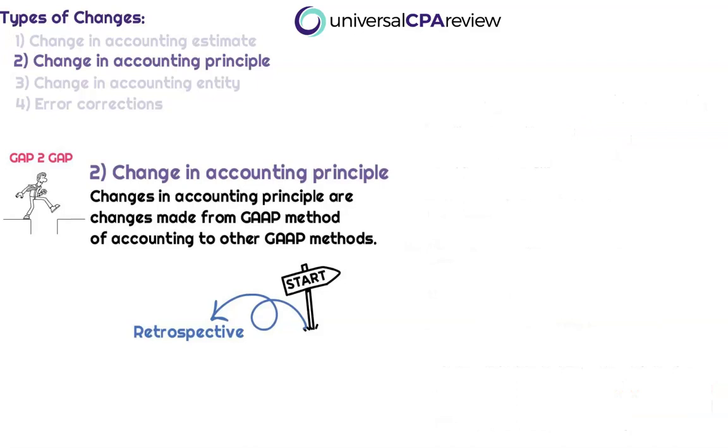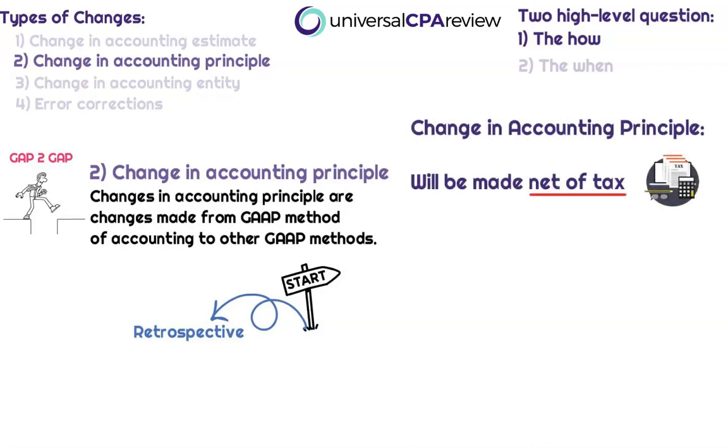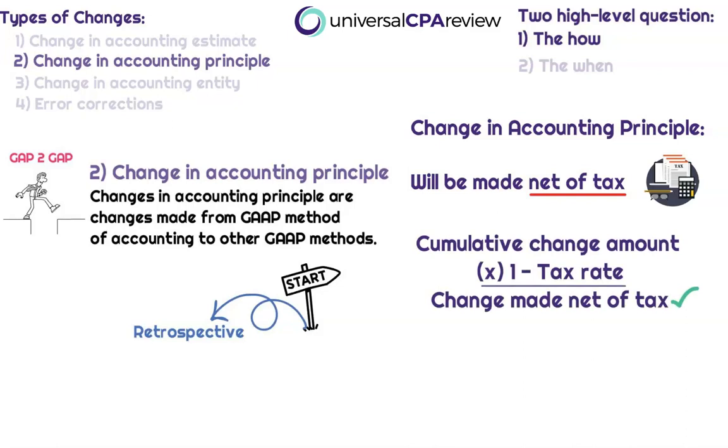So again, we need to ask ourselves the two questions, the how and the when. The how is discussing how we are making this change. What is the value that is going to be recorded? And what you always need to remember is when it comes to changes in accounting principle, the impact is always going to be calculated net of tax. So if you see a change in accounting principle and they give you a tax rate, the impact is always going to be calculated as that amount multiplied by 1 less the tax rate. Conceptually, that's how it works. We'll make more sense of this when we go through an example. But at the end of the day, that was question number 1. What was question number 2?